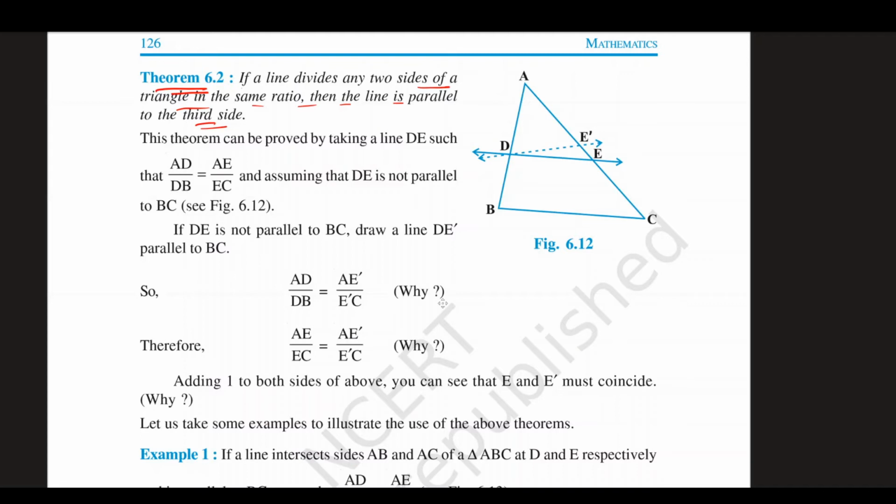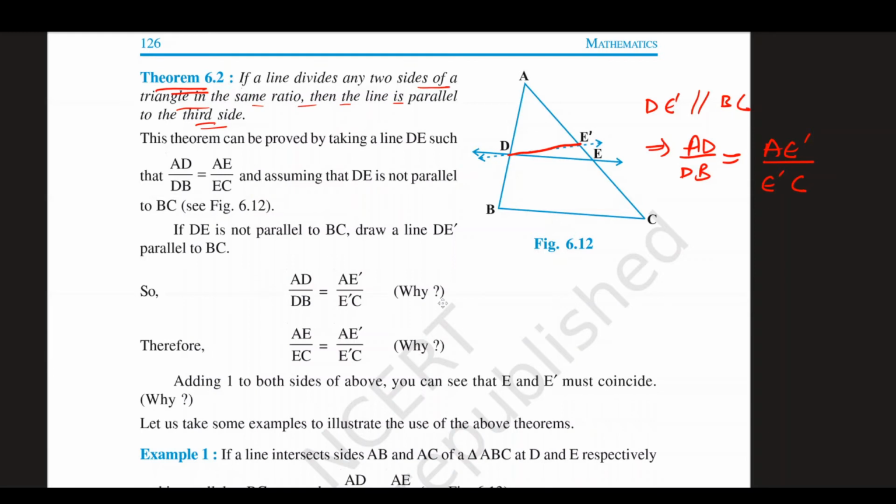No, contradiction is not the correct word. Suppose we make a line DE dash that is parallel to BC. We are claiming that DE dash is parallel to BC. If this is true, then by the previous theorem, we can say that AD upon DB must be equal to AE dash upon E dash C.